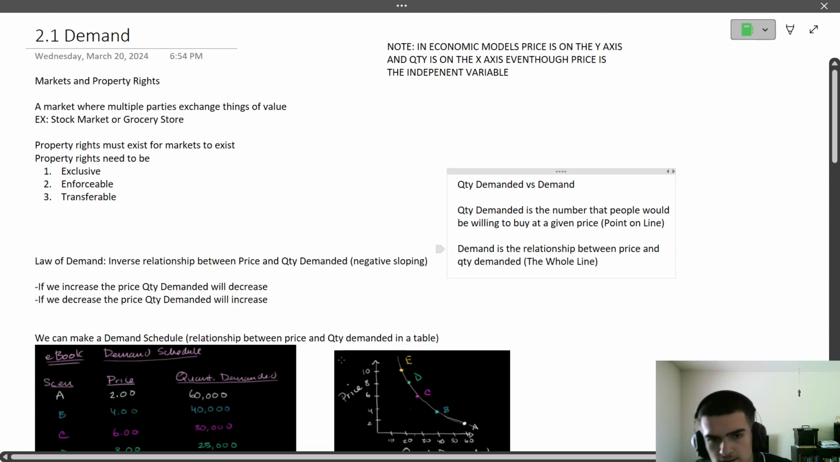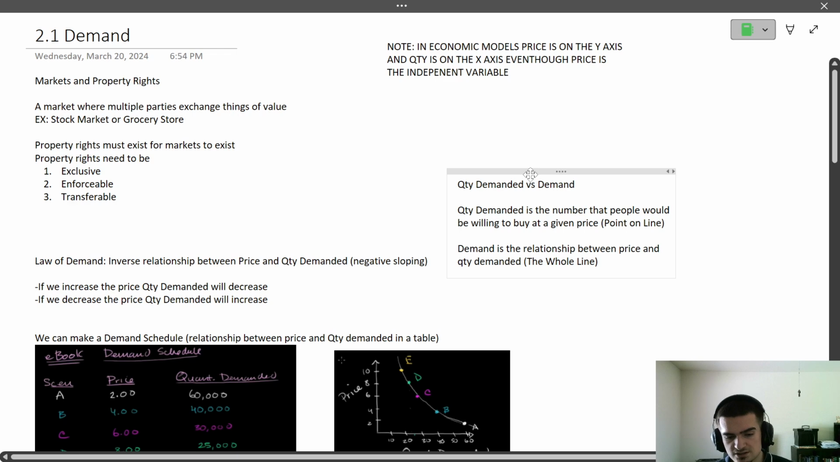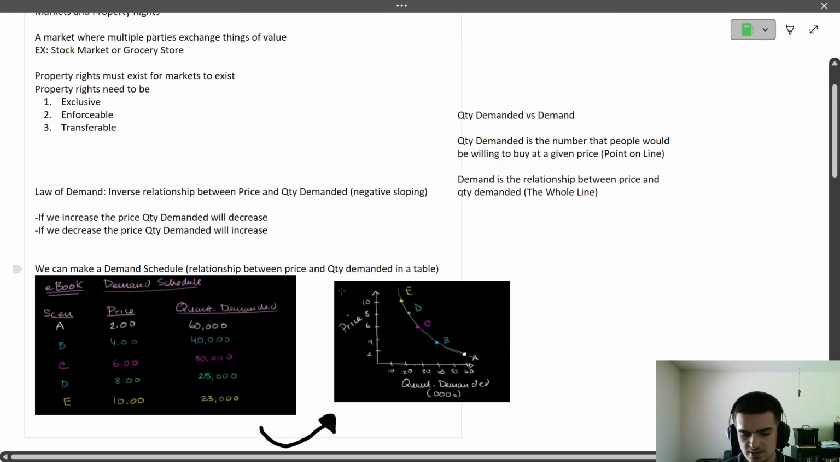Something I want to note real quick, the difference between quantity demanded and demand. So quantity demanded is the number that people would be willing to buy at a given price. So this would be the individual point on the line. Whenever we talk about changes in quantity demanded, it'll be a change in price. So a change of price will change quantity demanded. While demand is the relationship between price and the quantity demanded. Later on, we'll see what can change demand, but it's not price. And so demand is the whole line.